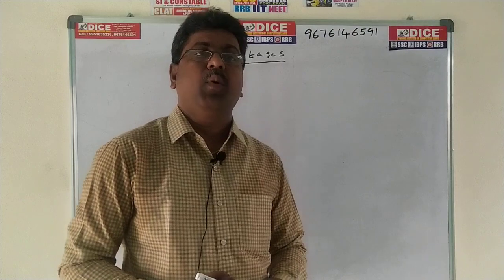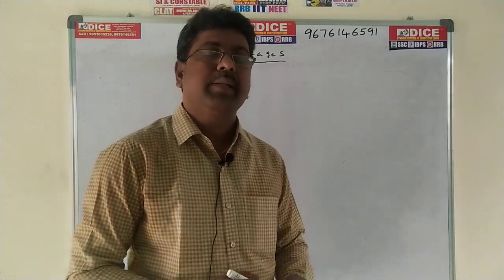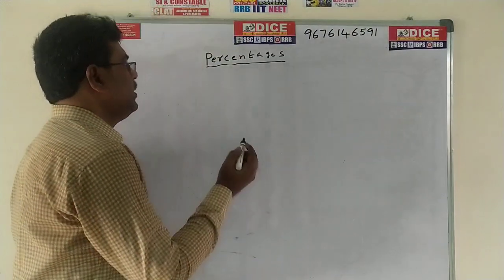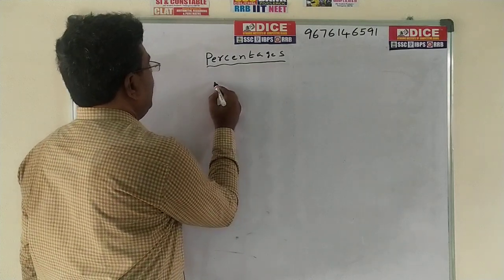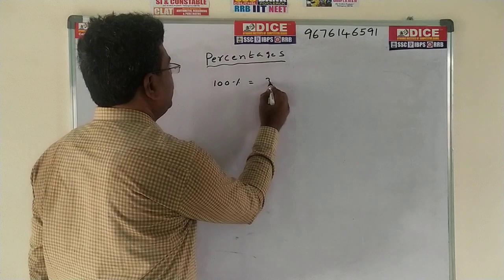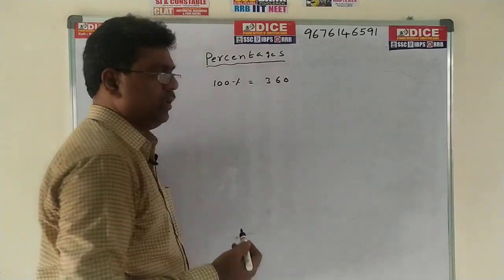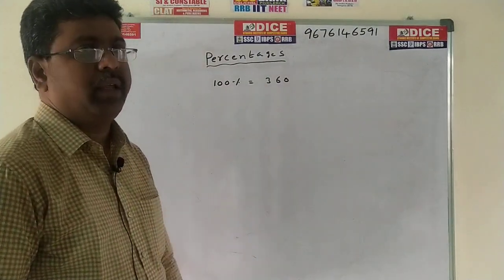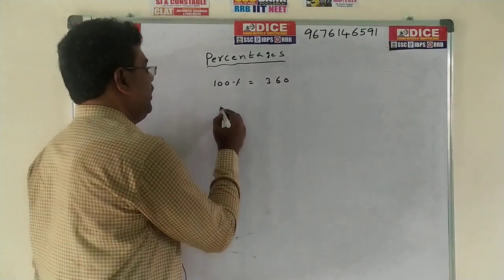Okay, now we can see some more methods on percentages. See here, let us assume 100% is equal to 360. We can see some models. 100% is equal to 360. How can you find 10%?